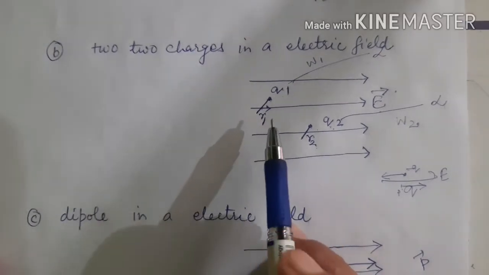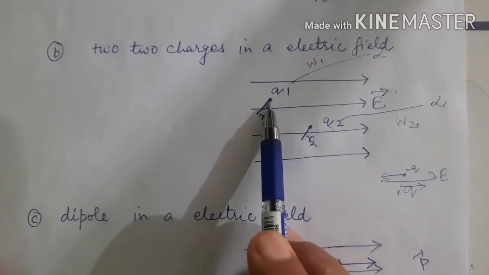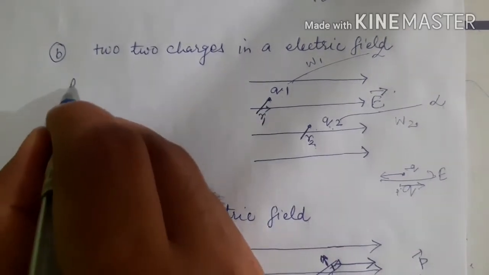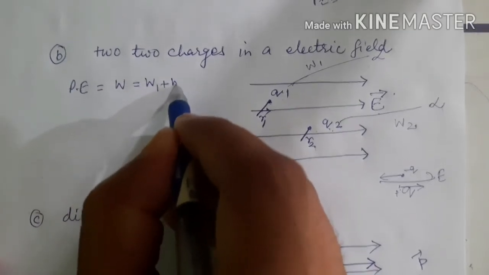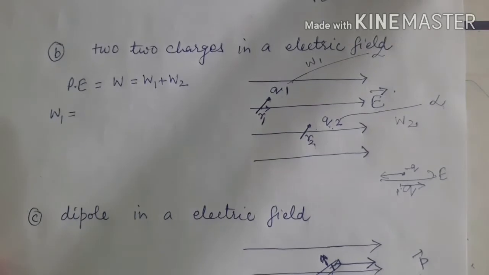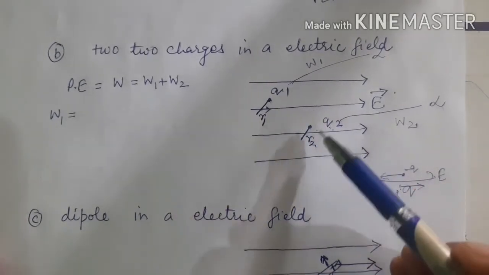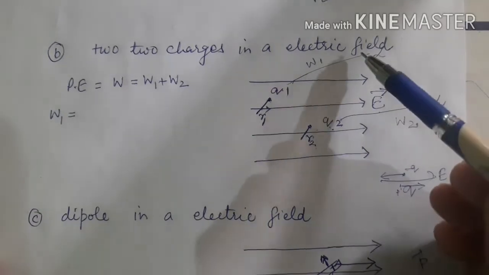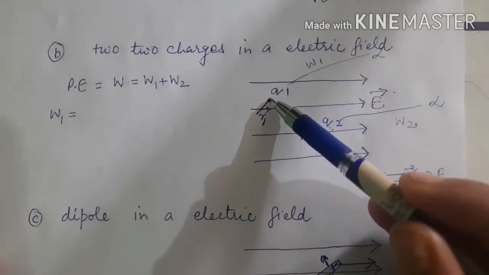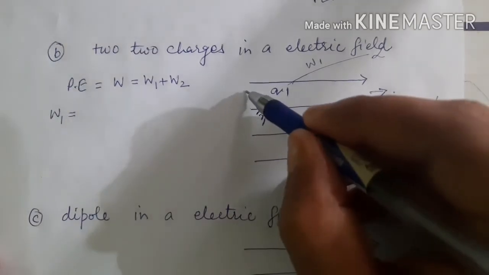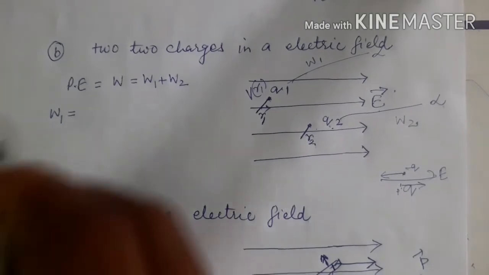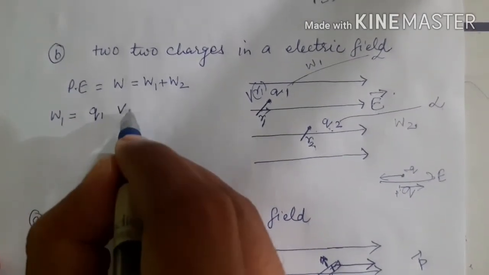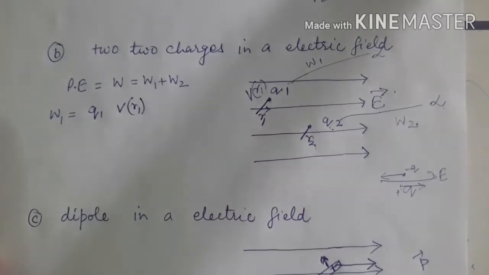So here also, what is the work done for this case? First we will calculate. The potential energy will be equal to the amount of work done, that is equal to W1 plus W2. Now what is the work done W1 to bring this charged particle? This charge was at infinity. Now I am bringing this charged particle from infinity to this respective position. If I take the potential at this point as VR1, then the work done will be the charge multiplied by the potential VR1. So this is your work done to bring the Q1 charge.